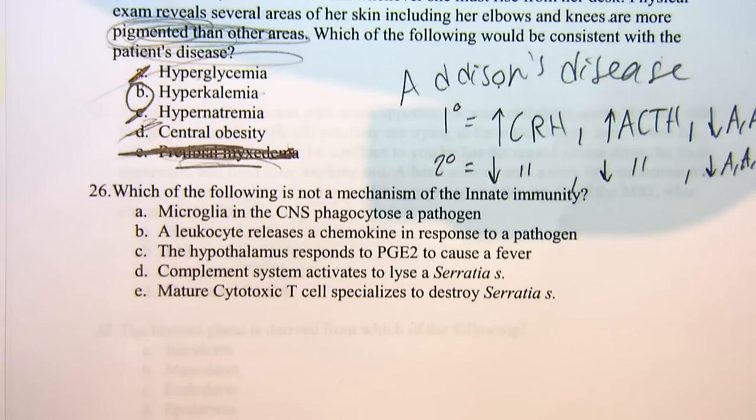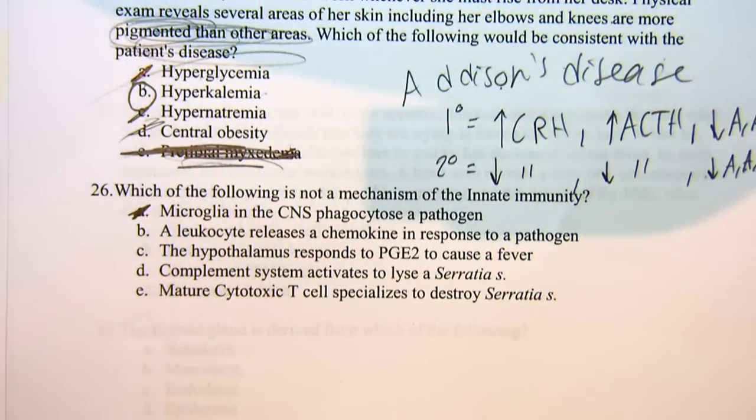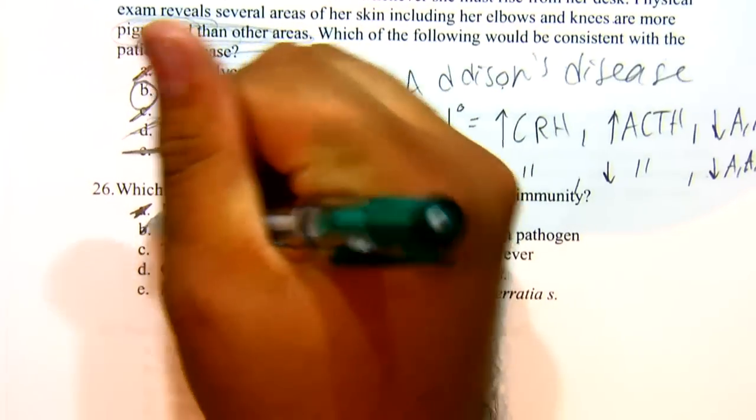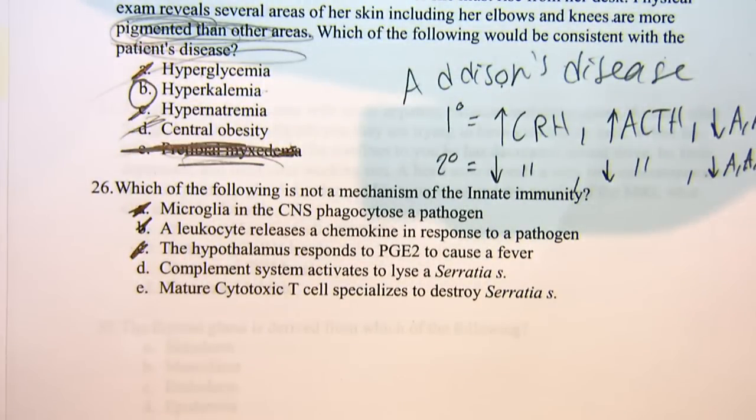So microglia in the CNS phagocytose a pathogen, this is true. A leukocyte releases a chemokine in response to a pathogen. This one is also true. The hypothalamus responds to PGE2 to cause a fever. This is true. If you're sick and you have a pathogen inside of you, there's a reason why our body will increase the body temperature. The first reason is that pathogens grow at a certain temperature. If you increase that temperature, that would kill them, right? Because they like to be at the optimal temperature. That's one reason why we do that.